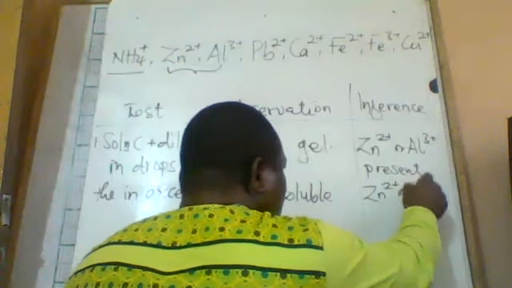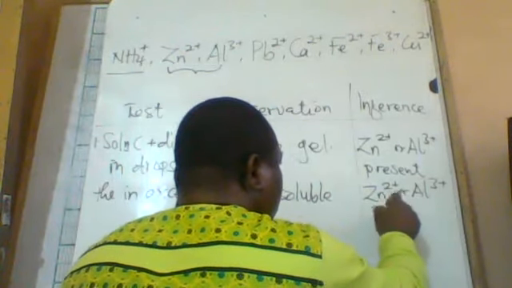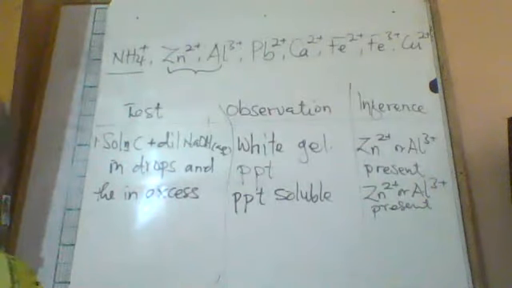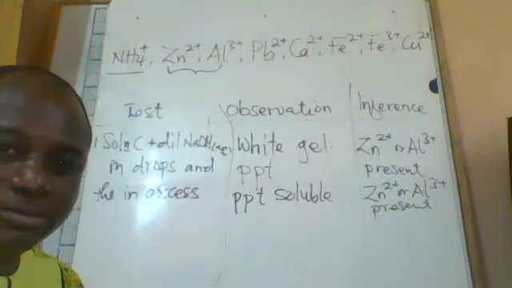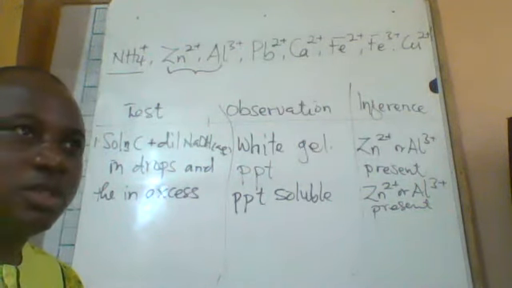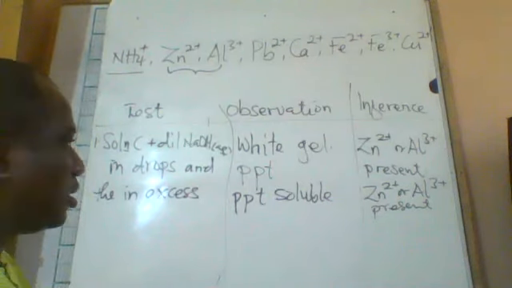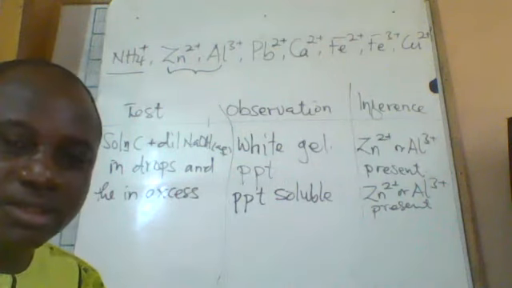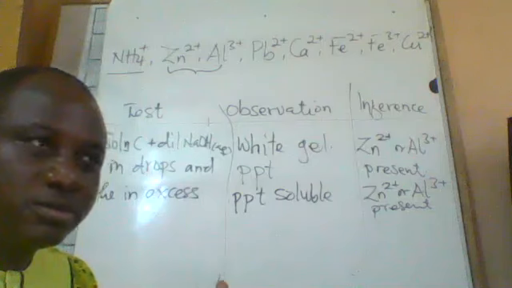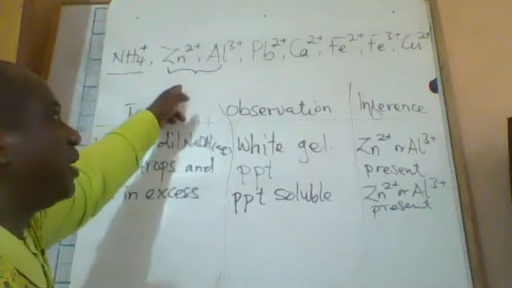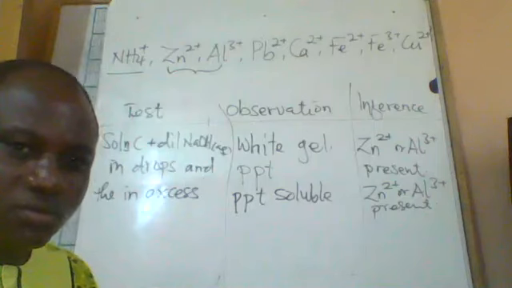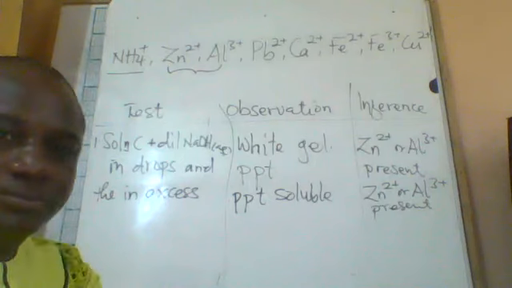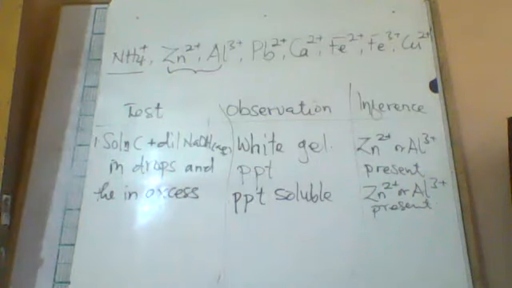Zn2+ or Al3+ present. So it means that we cannot use dilute sodium hydroxide to differentiate between Zn2+ and Al3+. We cannot use that. Now, okay, let me just do that illustration, then we see what it means.